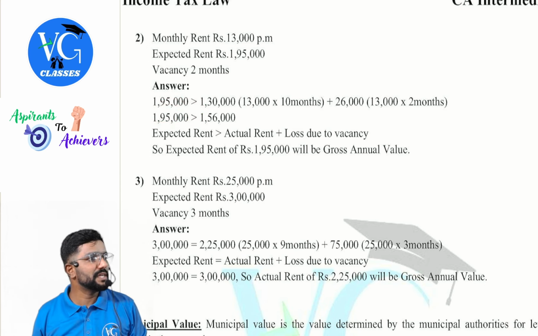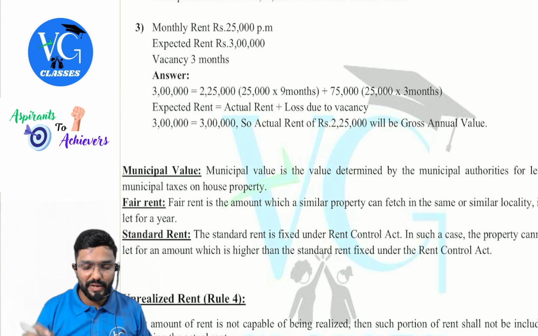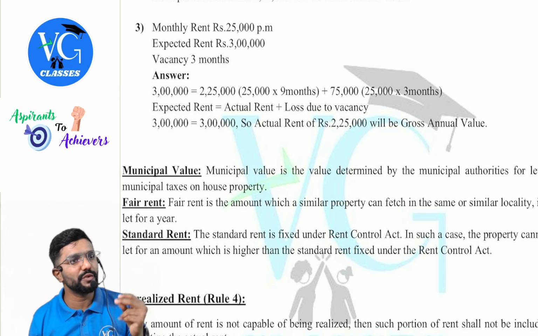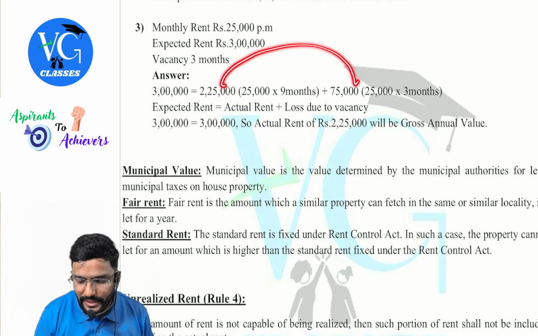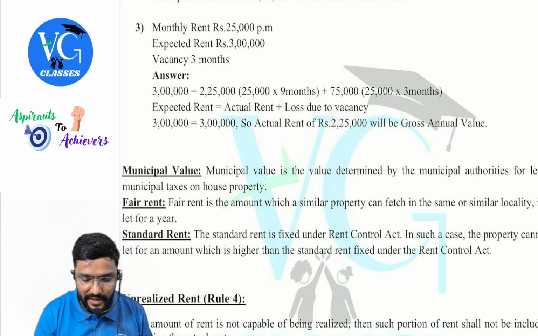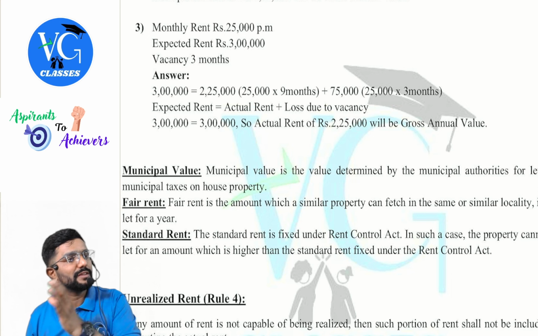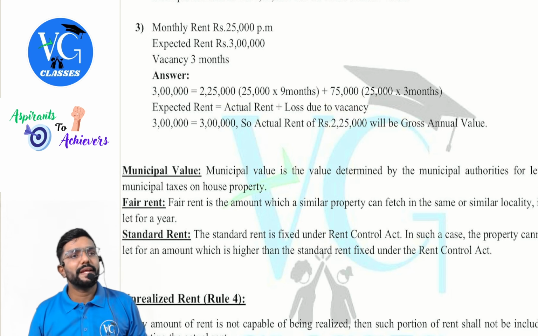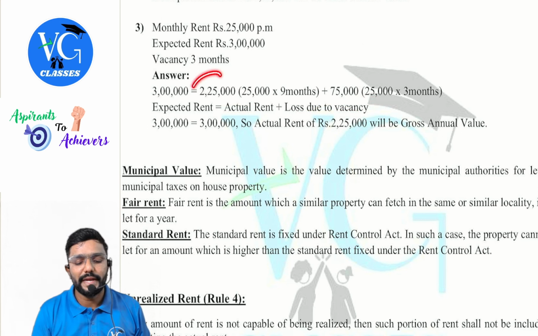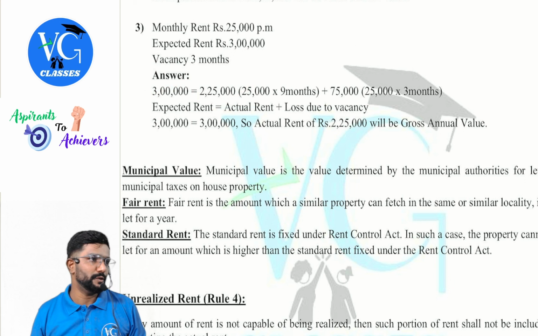What is the GAV? Expected rent. Next. Monthly rent is 25,000 per month. Expected rent is 3 lakh. Vacancy is 3 months, so loss due to vacancy is 75,000. Okay, sir. If I add up both actual rent and loss due to vacancy, how much do I get? 3 lakh. Sir, when expected rent and actual rent plus loss due to vacancy are equal, what do I do? We will take actual rent as the gross annual value.